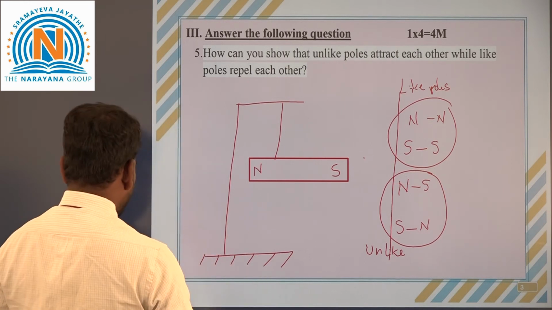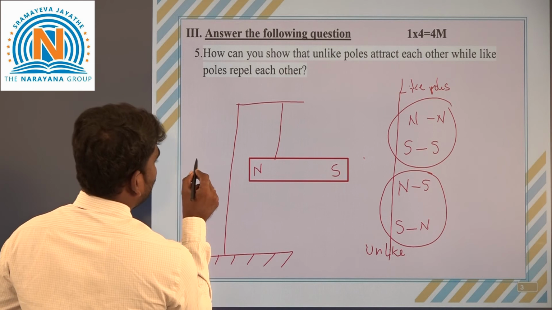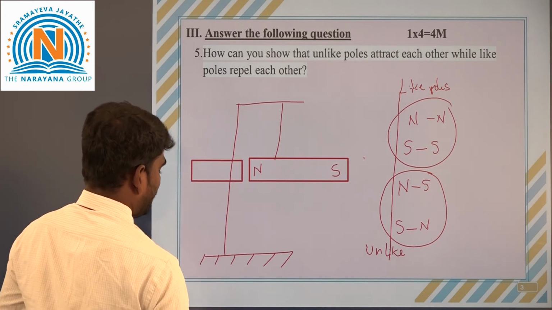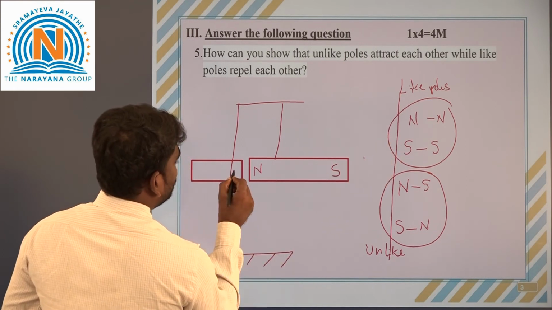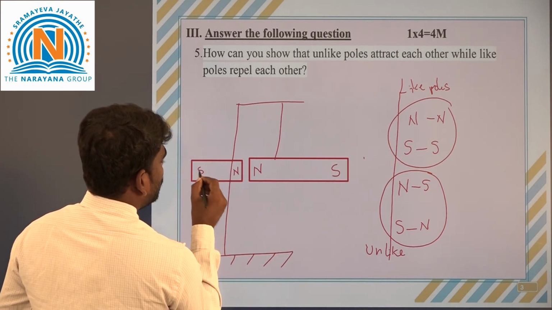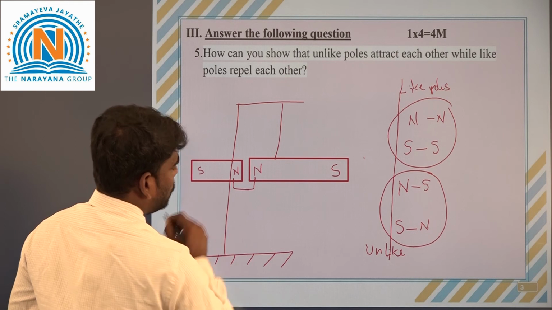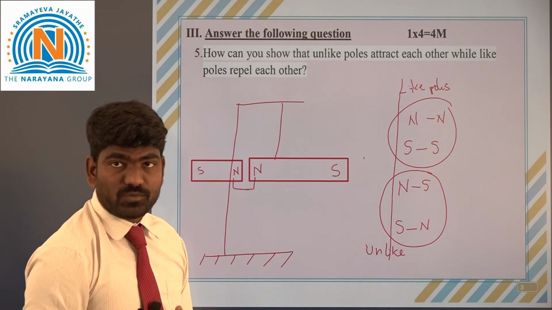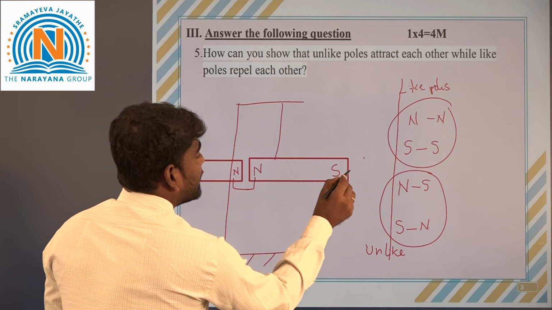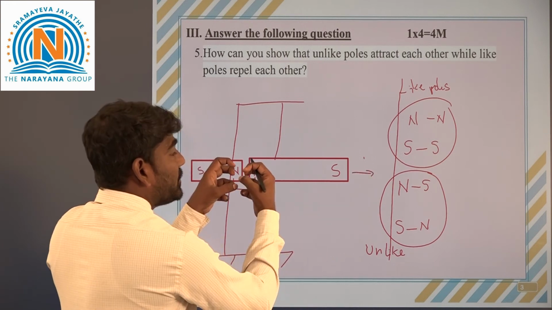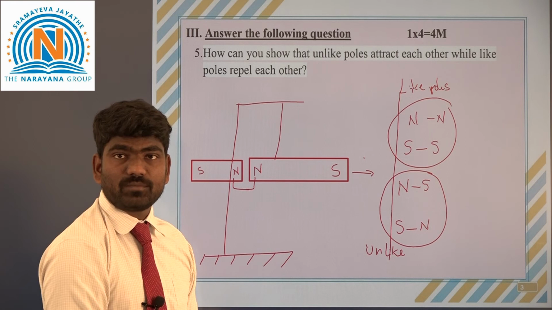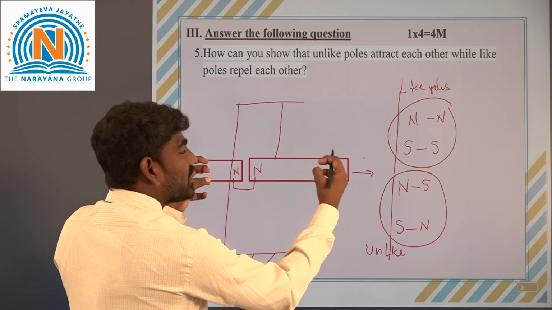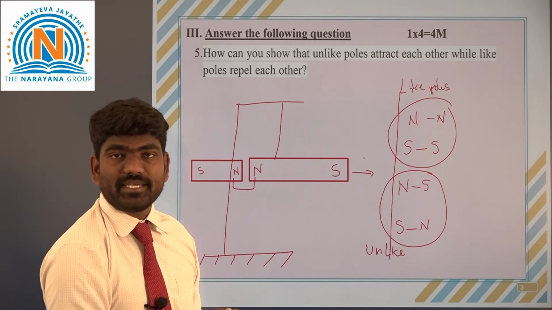So I am taking one more bar magnet here, and the condition should be north and north. So the north pole and north pole of the two magnets are facing each other. Then what we observed is that this magnet is moving in this direction due to the repulsion. Due to the repulsion force, the two magnets are moving away from each other.